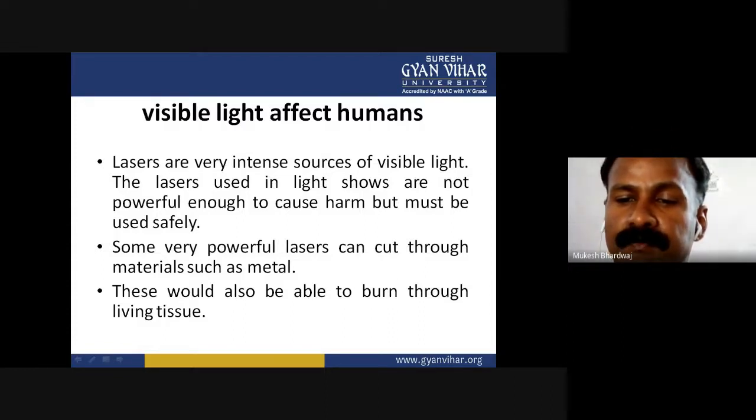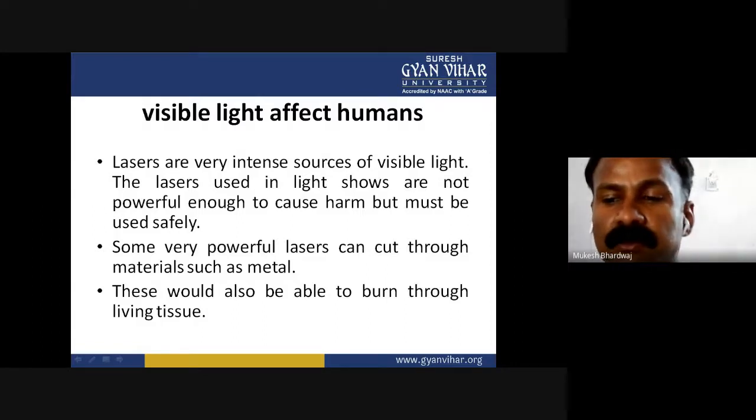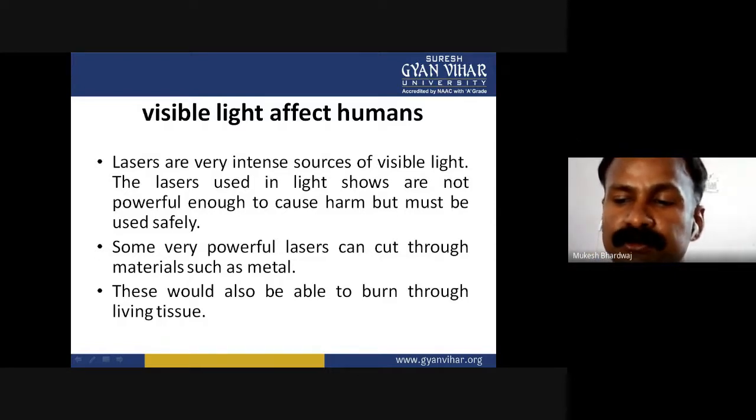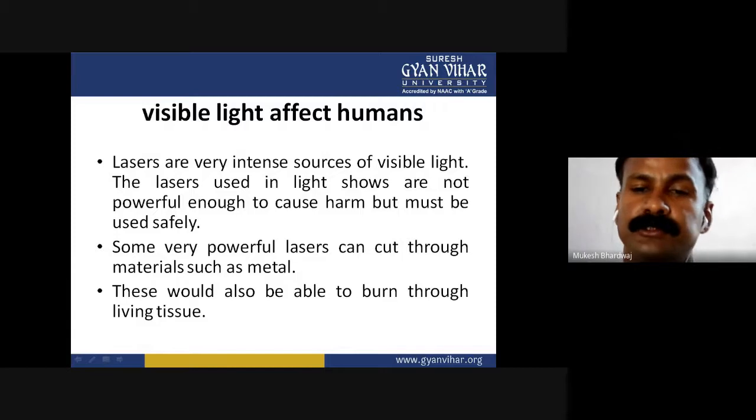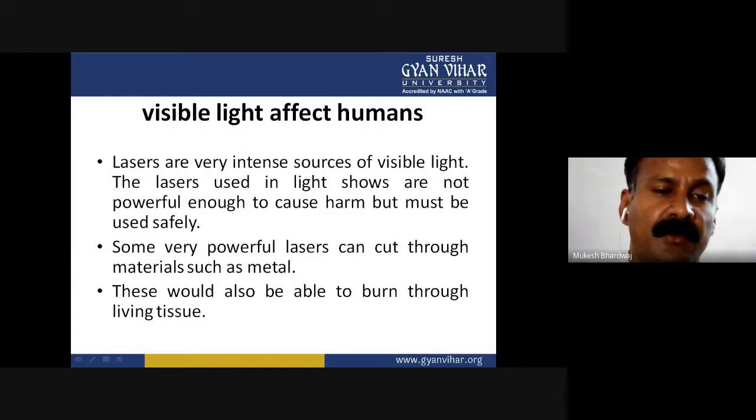In 1954, Townes used it in the amplification of microwaves. This device is called maser. In 1958, Townes, Schawlow, and Basov and Prokhorov used this principle in light amplification. Maiman in 1960 developed a laser source using ruby crystal. Some very powerful lasers can cut through materials such as metal. These would also be able to burn through living tissues.